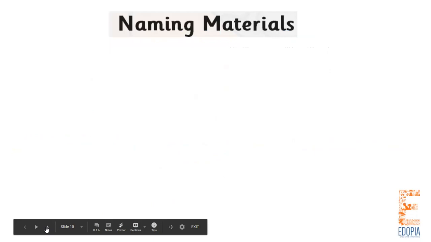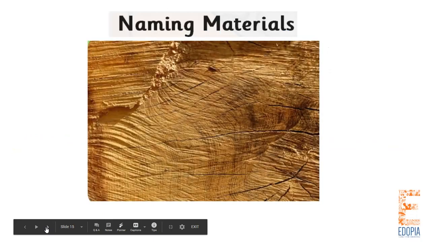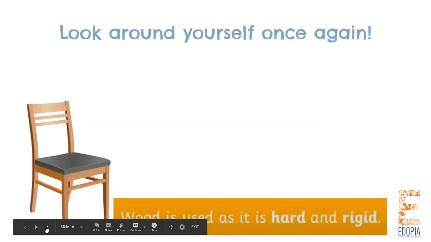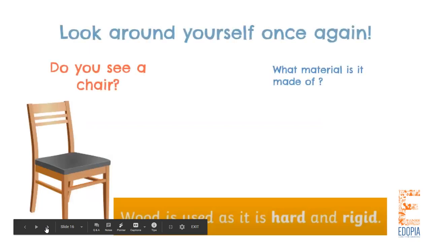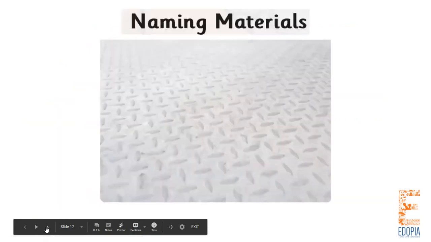Okay, so then we named some materials in our class. So we talked about this. What material do we all think this is? This is wood. And now, can you all look around and see or name some of the materials that are made out of wood? Again, you have to pause it and respond to this question. So a chair is made out of wood. Wood is used to make a chair or a table or other objects that you see around yourself because it is hard and rigid.